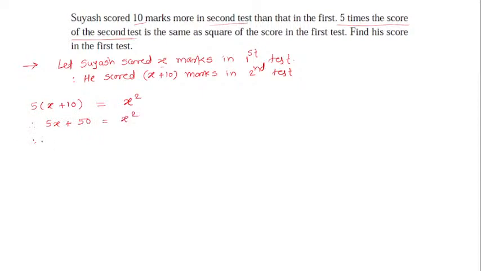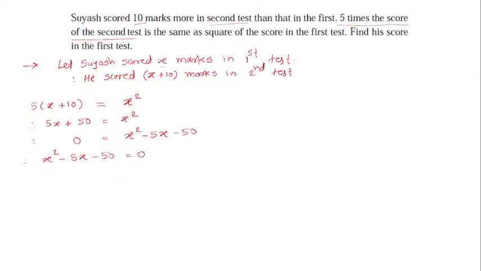Now to get the standard quadratic equation, we have to transfer both of these two terms to the right hand side. So 0 is equal to X square, and 5X going to that side will be minus 5X, and plus 50 going to that side will be minus 50. So the equation would be X square minus 5X minus 50 is equal to 0. So this is the quadratic equation.